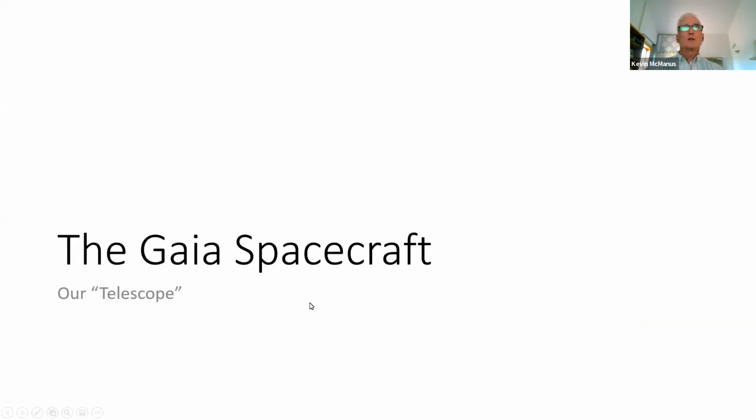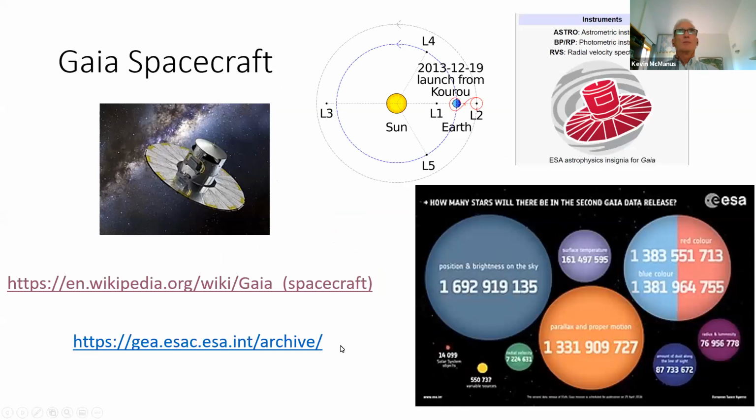Okay, let's take a look at the Gaia spacecraft. Gaia was launched, I'm going to say 2012 or 2013, so about 7 or 8 years ago. Its main mission in life was to gather parallax measurements on objects, and it's been phenomenally successful at doing so. In the graph in the lower right side of the slide, you can see it has gathered position and brightness information on 1.7 billion stars. So the Gaia database has 1.7 billion records in it, one record for each star that Gaia has observed.